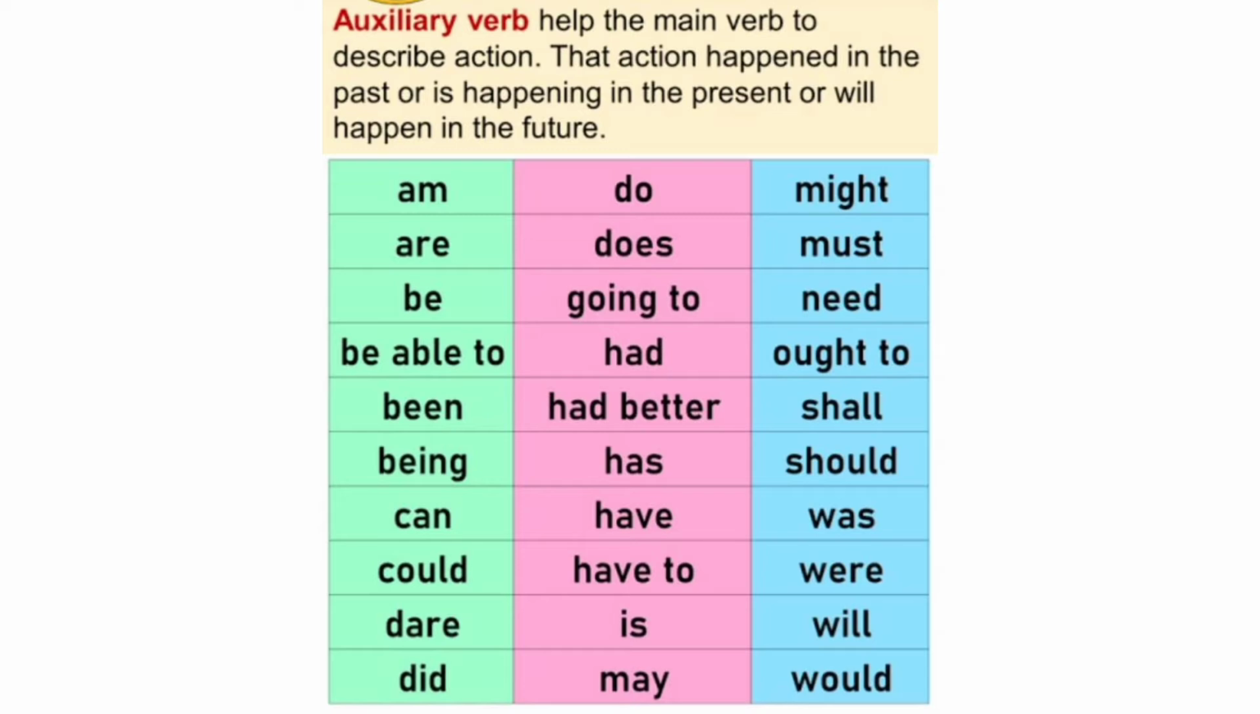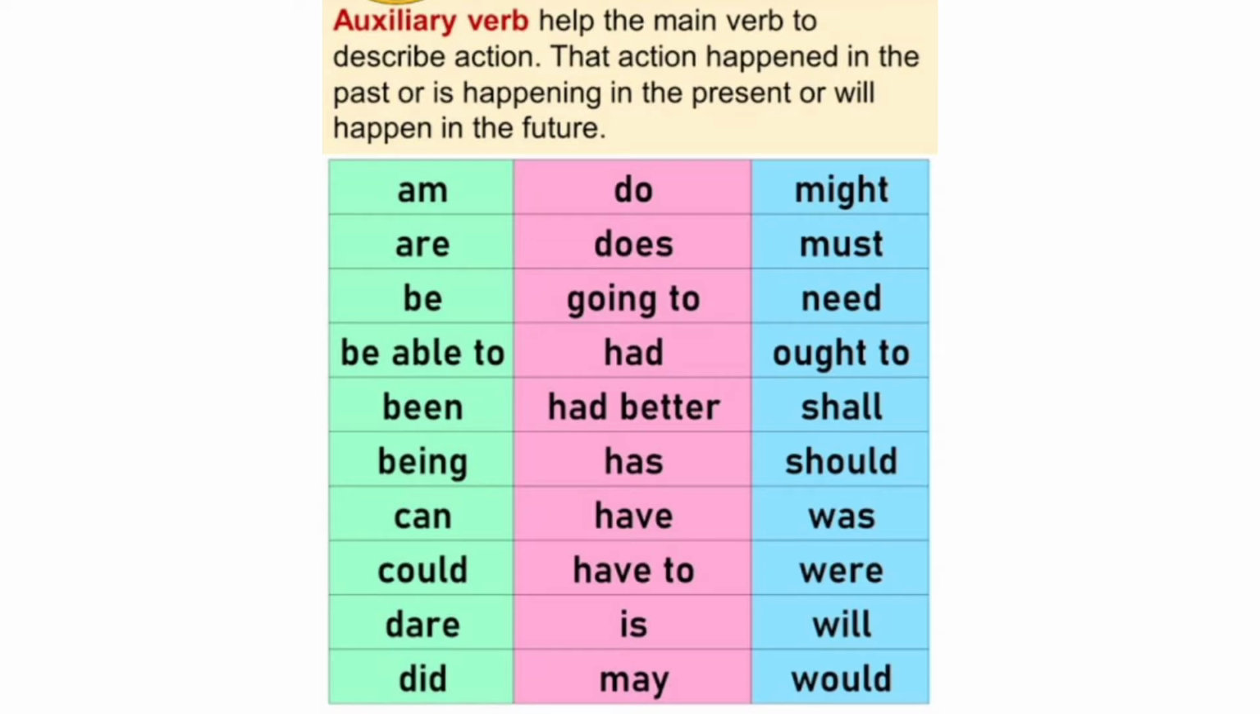And the 24 auxiliary verbs in English language are am, are, be able to, been, being, can, could, dare, did, do, does, going to, had better, has, have to, is, may, might, must, need, ought to, shall, should, was, were, will, and would. So these are the 24 auxiliary verbs used in English language.